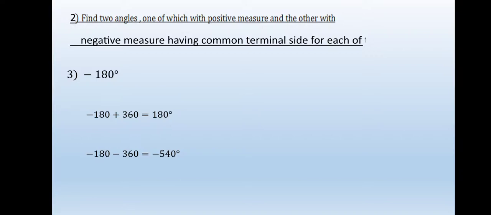Last part: find two angles, one positive and another negative, for the given angle. First, number 3, negative 180. If we want positive, add 360, and we get 180 degrees. If we want negative, then subtract 360. That's about directed angle.